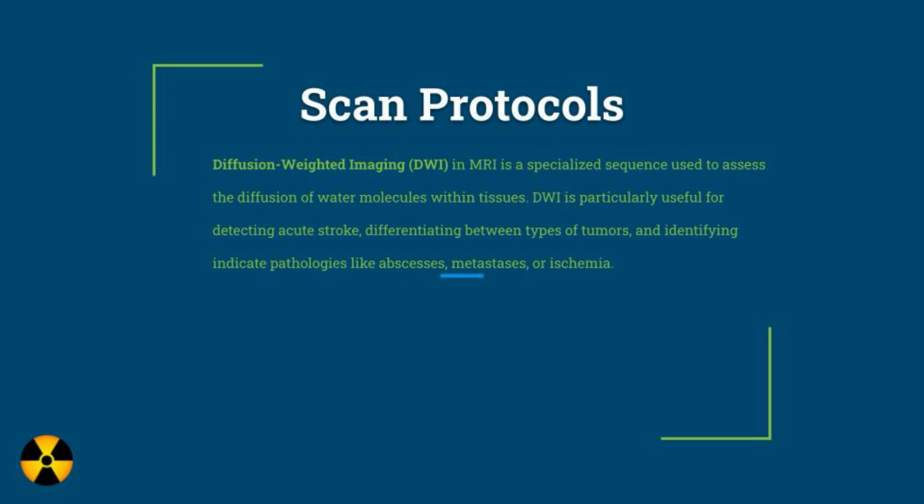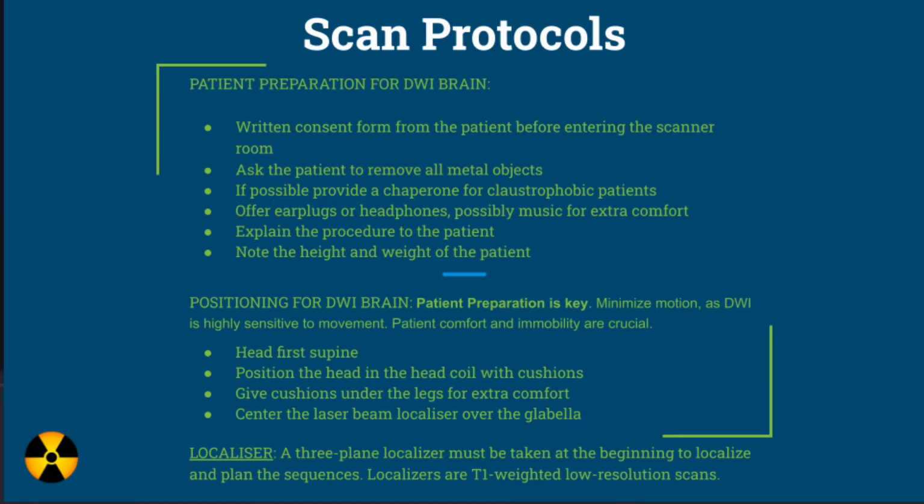Diffusion-weighted imaging, also known as DWI, in MRI is a specialized sequence used to assess the diffusion of water molecules within tissues. Diffusion-weighted imaging is particularly useful for detecting acute stroke, differentiating between types of tumors, and identifying pathologies like abscesses, metastasis, and ischemia. Patient preparation for diffusion-weighted images of the brain will include a written consent form from the patient before entering the scanner room.